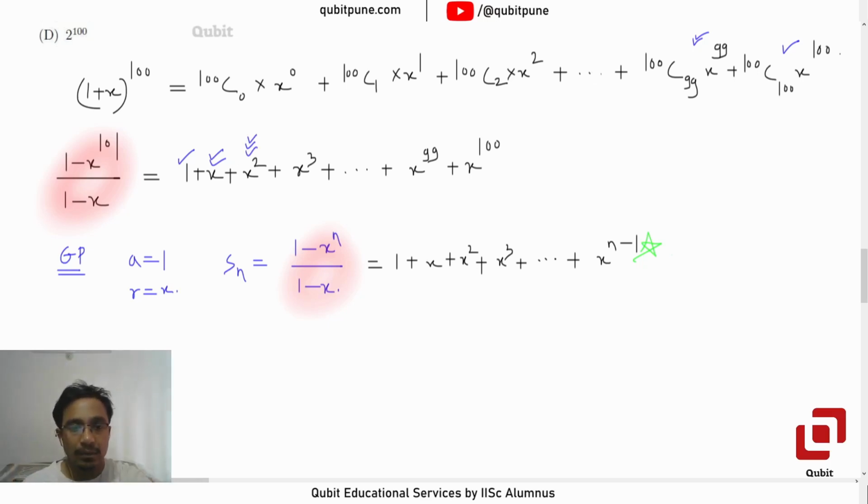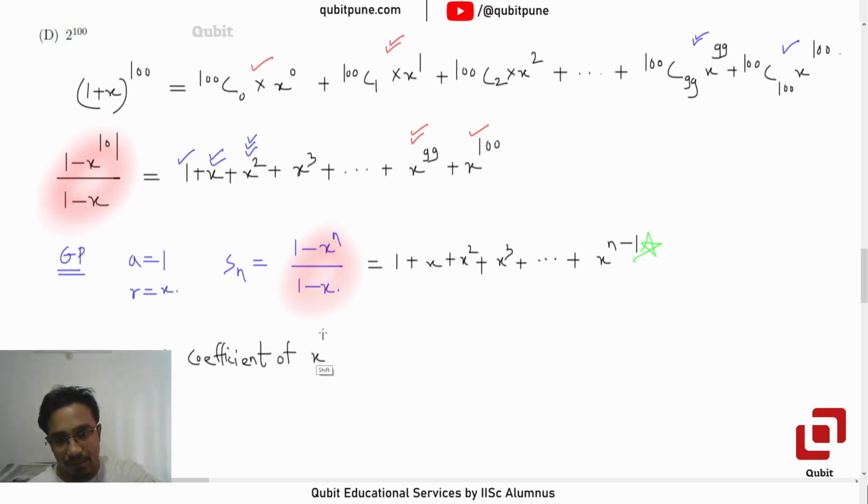Now when we come to x raised to 100 here, it will be accompanied by 100c0 into x raised to 0. When we go to x raised to 99, it will be accompanied by 100c1 into x raised to 1, and so on. For x raised to 98, we have 100c2 into x squared. We haven't written it. And for x raised to 97, it will be 100c3 x raised to 3. Got it?